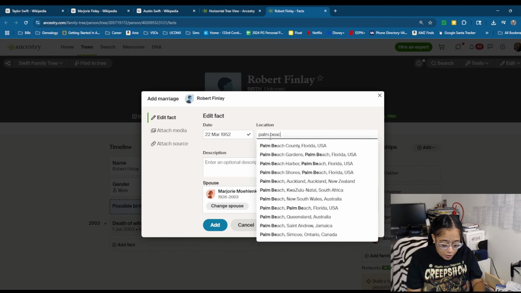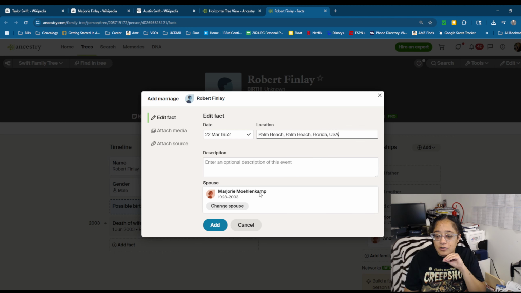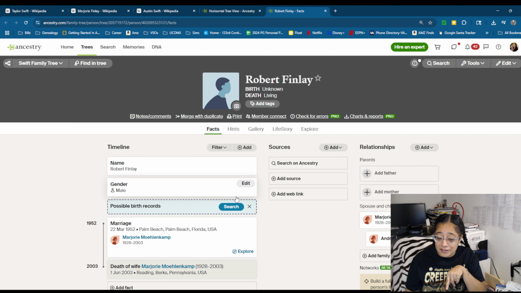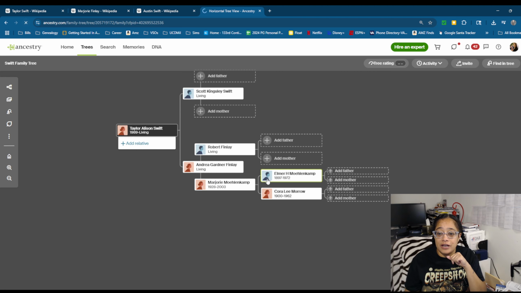Okay, so Florida, they have some little things, so you want to make sure you are entering things correctly. They say Palm Beach, Florida to say the city, and so we would automatically assume that it's Palm Beach County. As we go further back in time, that can cause a little bit of issue. So I'm going to go ahead and close out this tab since I entered the marriage information, and I'm going to refresh just to make sure.